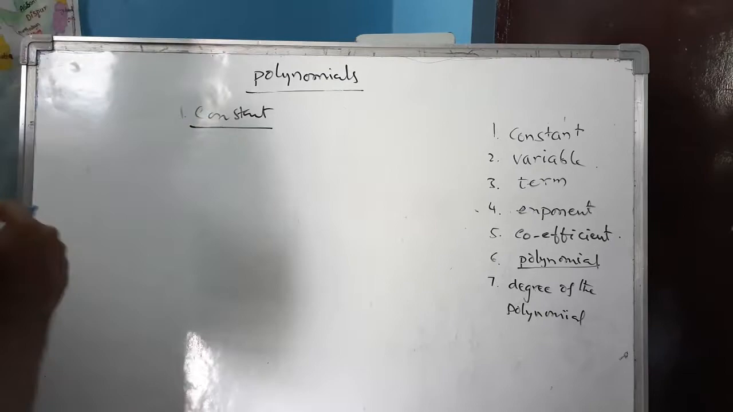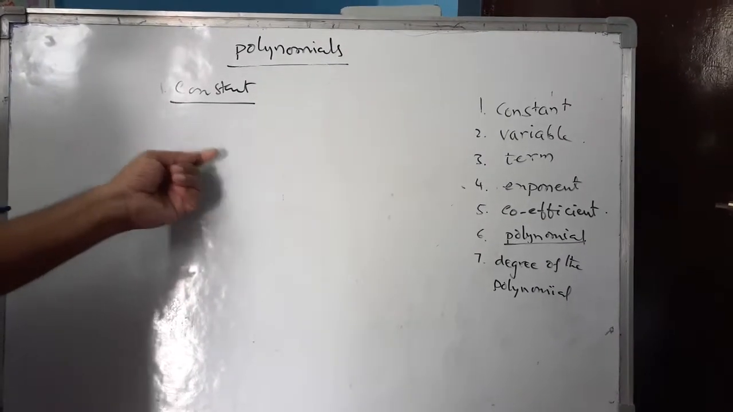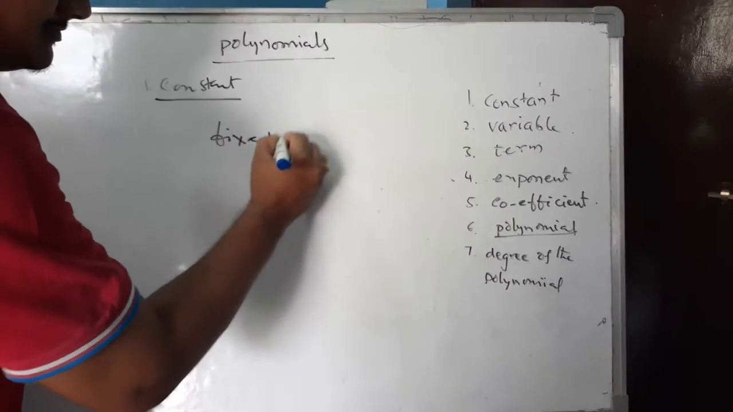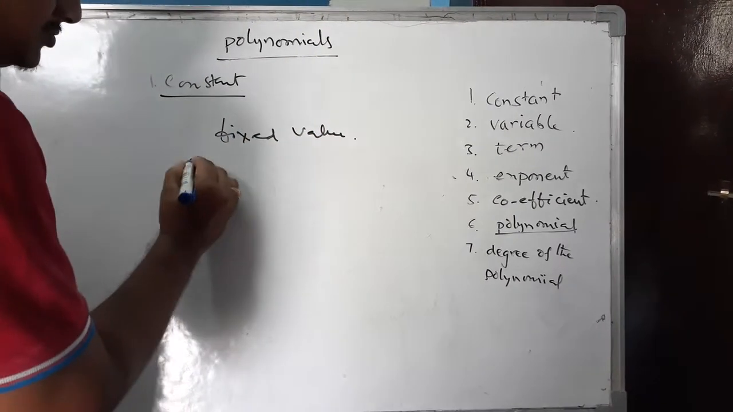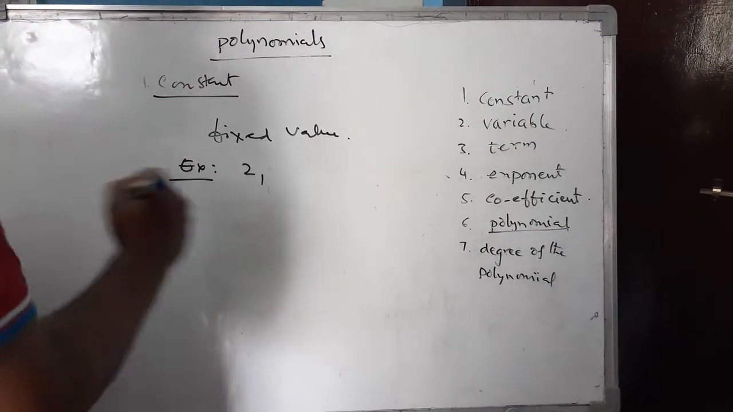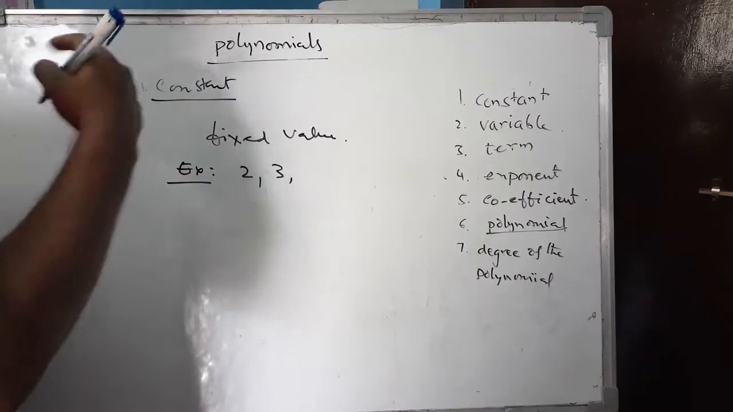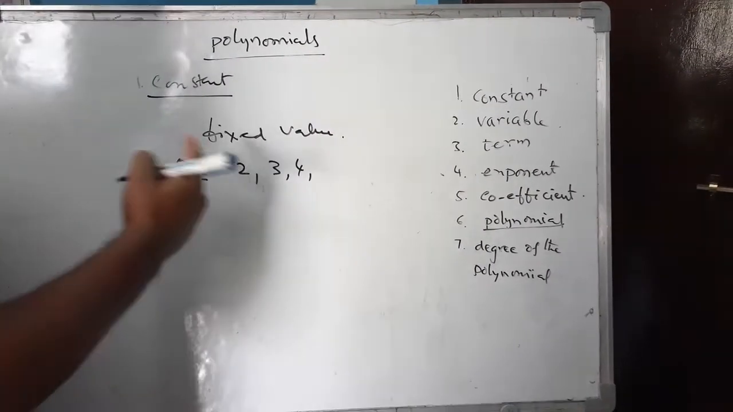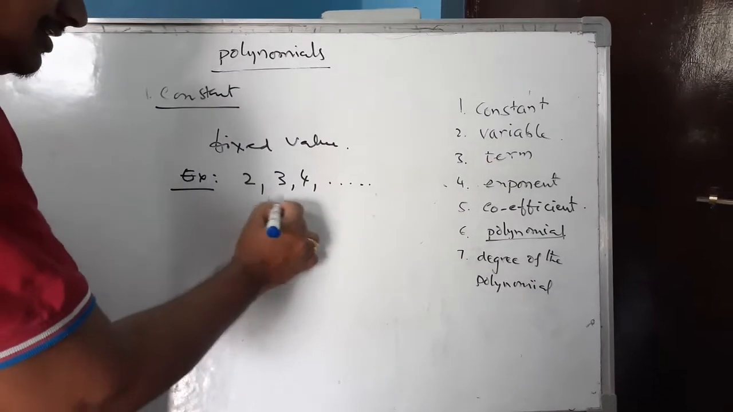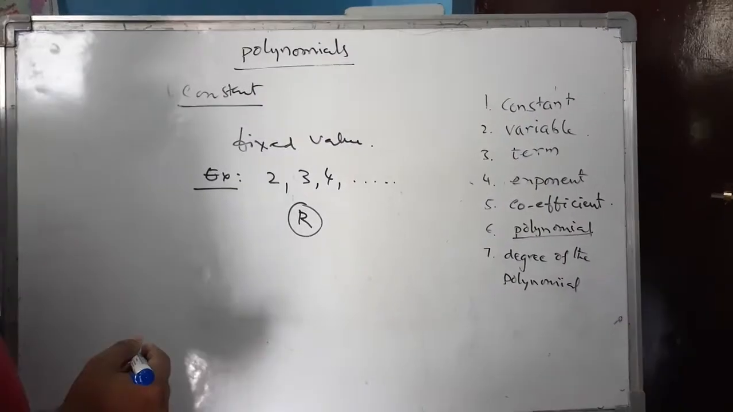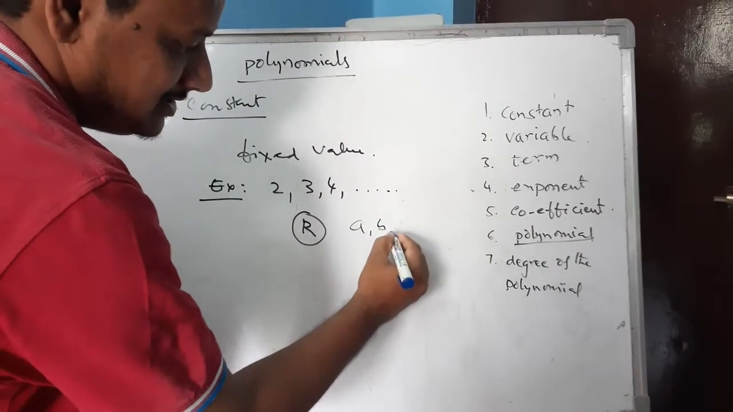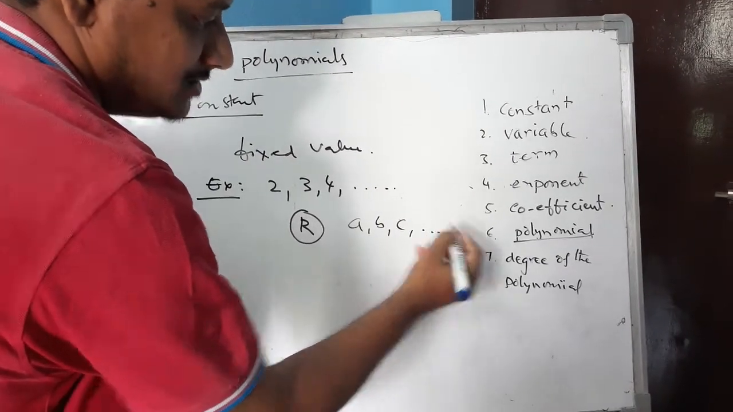The constant is a quantity that does not change, or we can say a fixed value. For example, 2 is a fixed value, so it is a constant. 3 is a fixed value, so it is a constant. 4 is a fixed value, so it is constant, and so on. So we can say that all the real numbers are constants. The constants are denoted by small a, small b, small c, and so on.